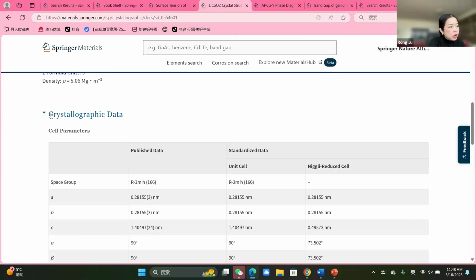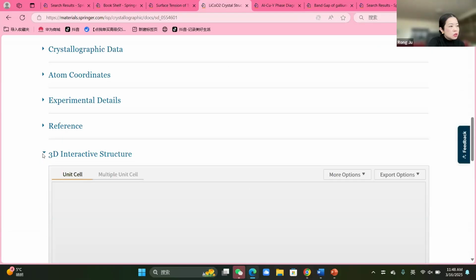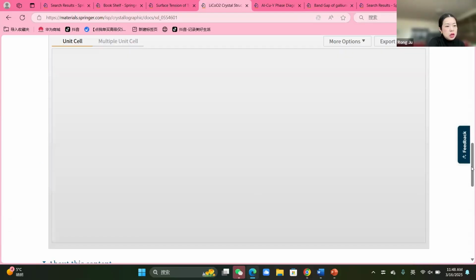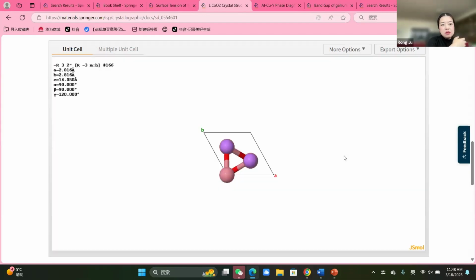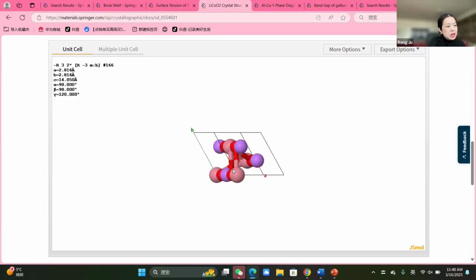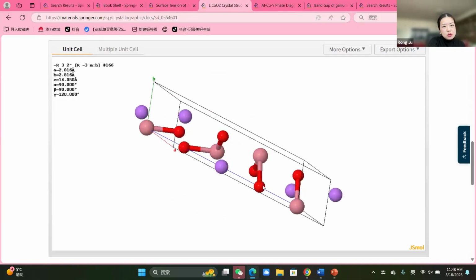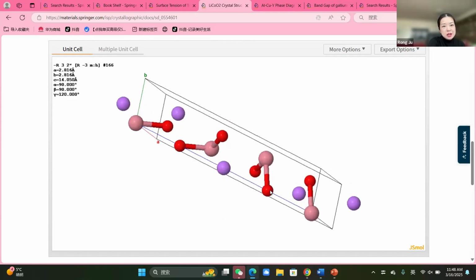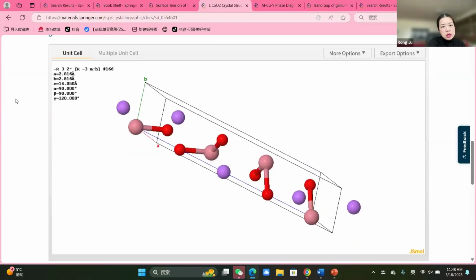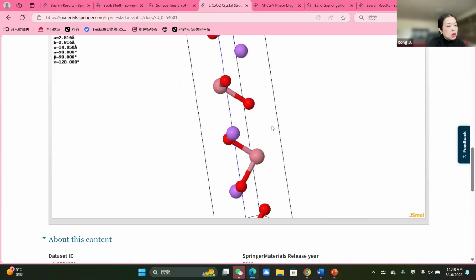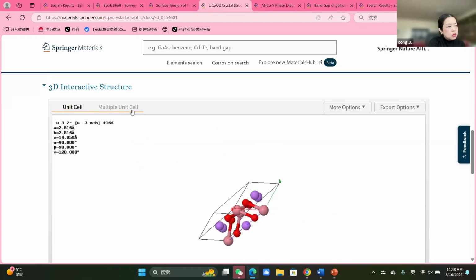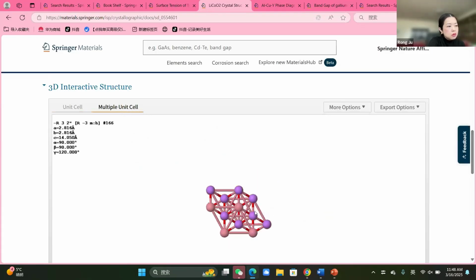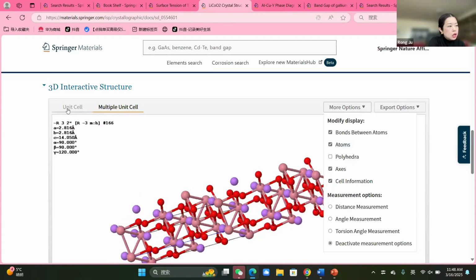Very handy. Then also we have this functionality I really want to show you. Sometimes, if you are teaching or you're having a discussion with your team, then usually a three-dimensional crystal structure will really benefit the communication. So we do have this 3D crystal structure, an interactive structure built into our platform. So you can zoom in, zoom out. We can decide to take a look at the unit cell or multi-unit cell.